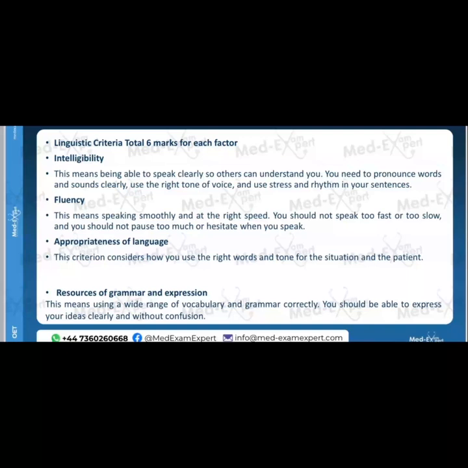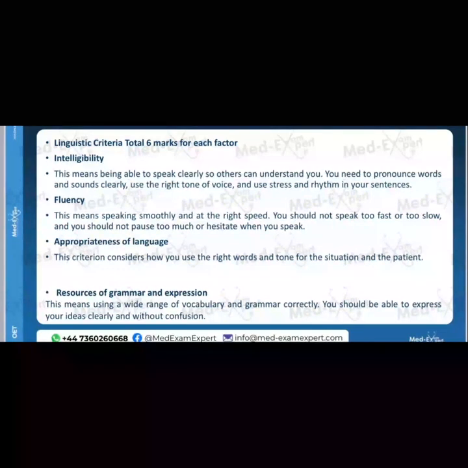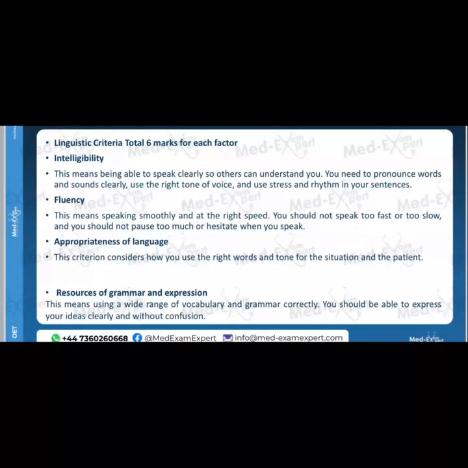So your voice should be in the right tone. There should be clear pronunciation of words. And you have to be very, very confident in what you are saying, even though you are not very much aware of the thing which you are going to present, but still be very confident. Fluency, this is another factor. This means speaking smoothly and at the right speed. You should not speak too fast or too slow, and you should not pause too much or hesitate when you speak. Appropriateness of language, this criterion considers how you use the right words and tone for the situation and the patient.